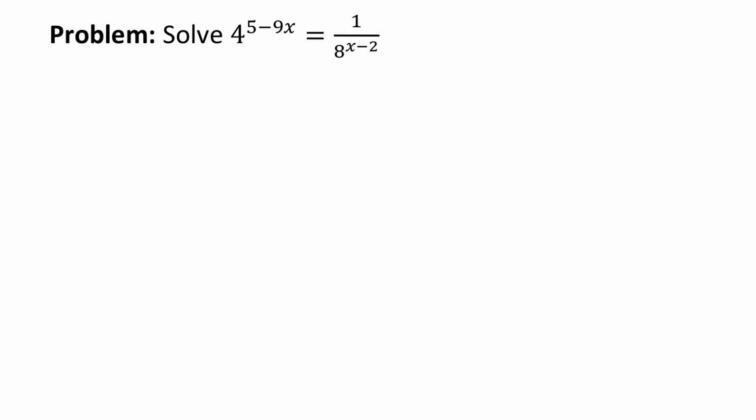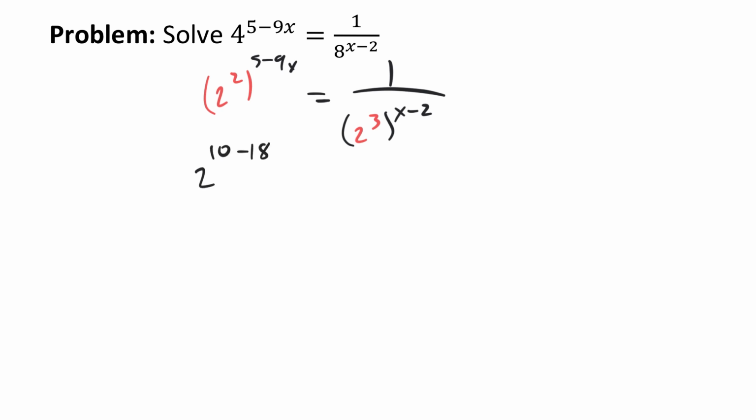All right, here's a fun one. We have 4 to the 5 minus 9x equals 1 over 8 to the x minus 2. There's a bit of a twist here, so pause the video and give it a try. All right, so they're both going to be powers of 2. You can write this as 2 squared to the 5 minus 9x equals 1 over 2 cubed to the x minus 2. So this will be 2 to the 10 minus 18x. Not a problem so far. And this is 1 over 2 to the 3x minus 6.